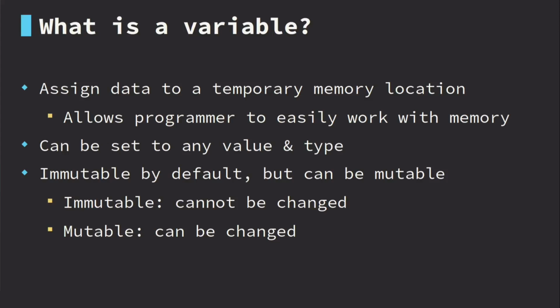So variables can be set to any value and any data type. By default, variables are immutable, but they can be made mutable. Immutable means the data cannot be changed once the variable is created. And this is the default because it makes it easier to reason about programs and less likely to make programming errors. Additionally, the language is able to increase the speed of your program when you have immutable data because it doesn't need to check if anything was changed, because nothing can change since it's immutable. And conversely, mutable just means you can change it later.